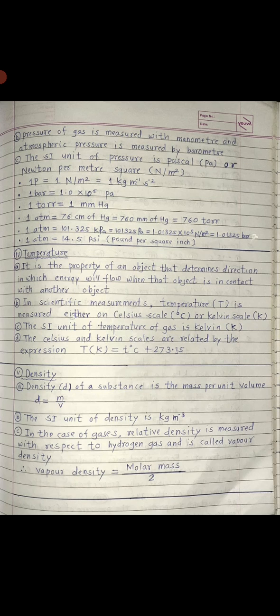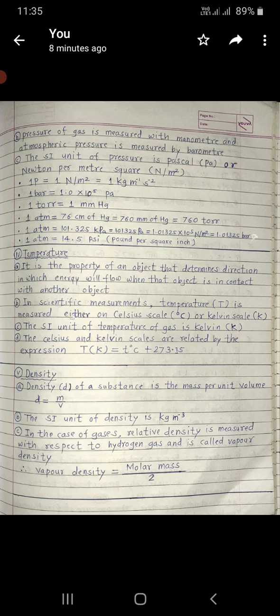In scientific measurements, temperature T is measured either on Celsius scale, that is degree Celsius, or Kelvin scale, K. The SI unit of temperature of gas is Kelvin. What is the SI unit of temperature of gas? It is Kelvin. And the Celsius and Kelvin scales are related by the expression: T Kelvin is equal to T degree Celsius plus 273.15. Okay. So this is the relation of temperature in degree Celsius and Kelvin.